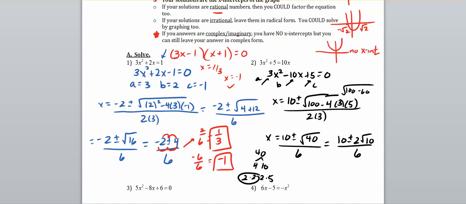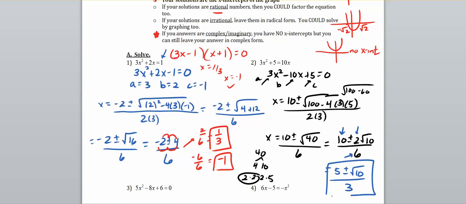Now, because these are all outer numbers, my 10, my 2, and my 6, since I can divide all of them by a common factor, basically I can pull out a common factor of 2 or reduce them all by 2, go ahead and reduce your answer. So reduce the first, second, and third term. I would say 10 divided by 2 is 5, plus or minus 2 divided by 2 would just become 1, so just root 10 all over 3.